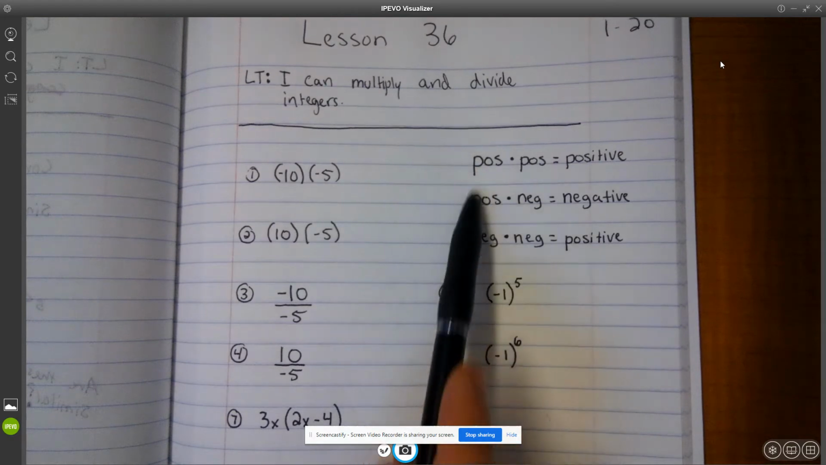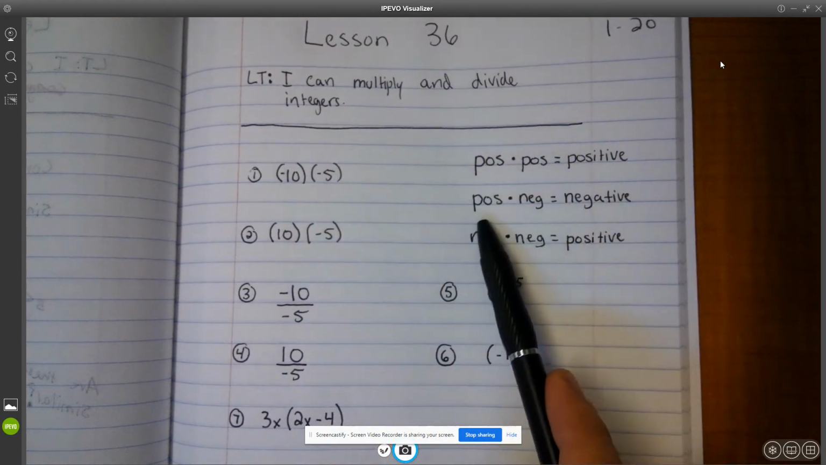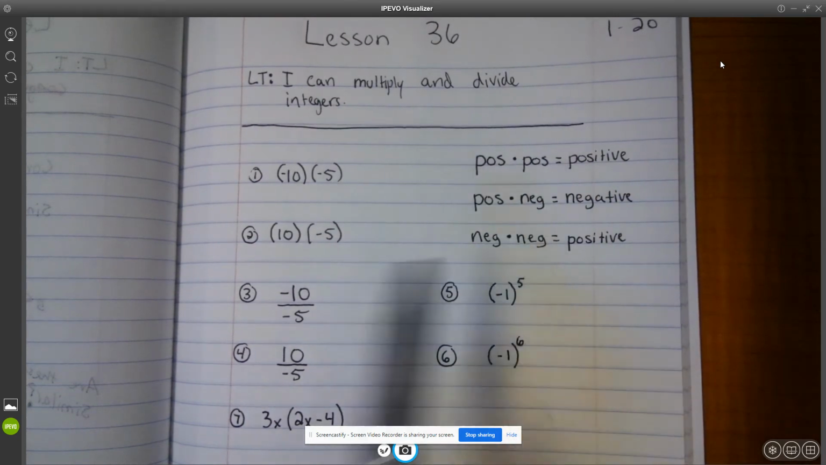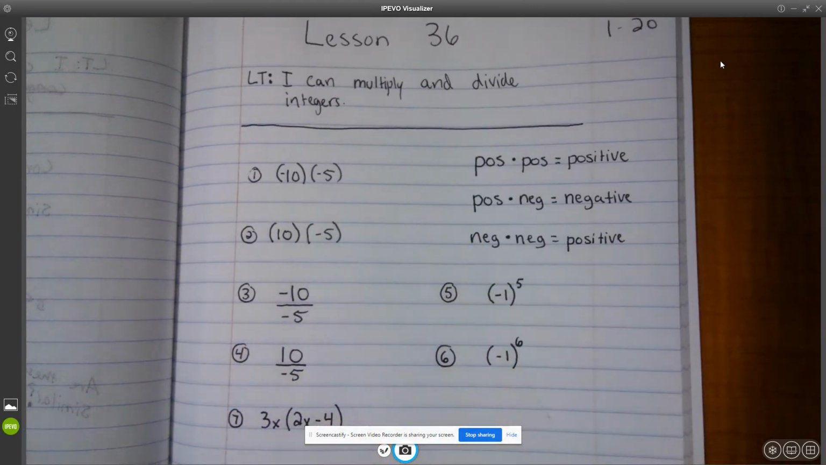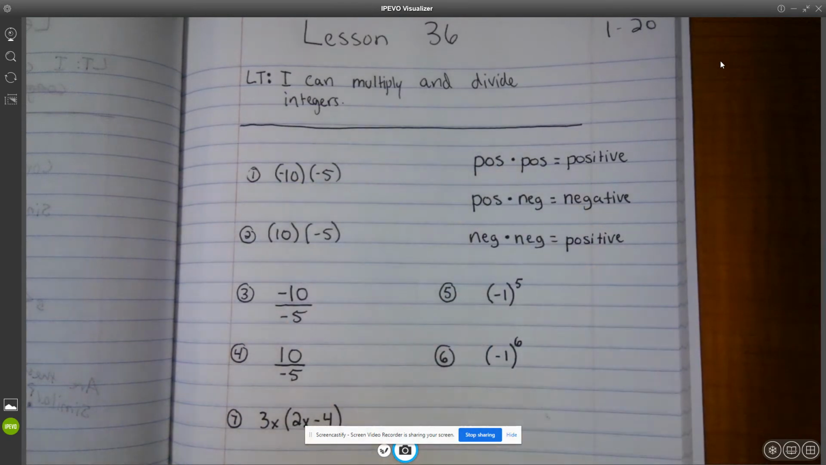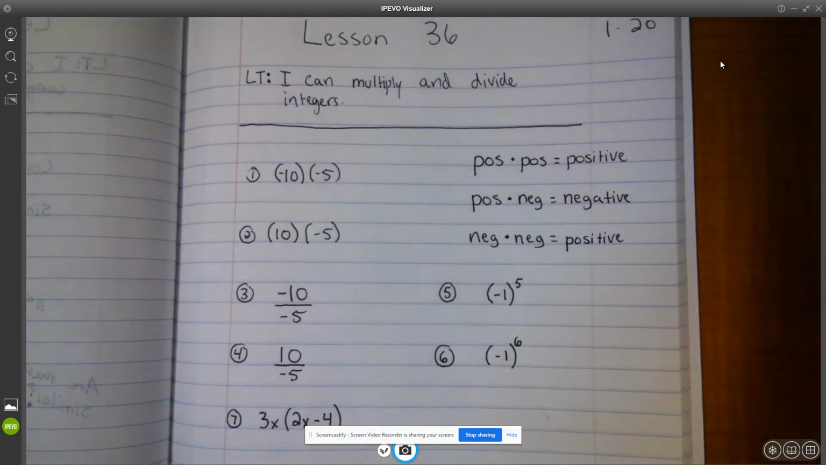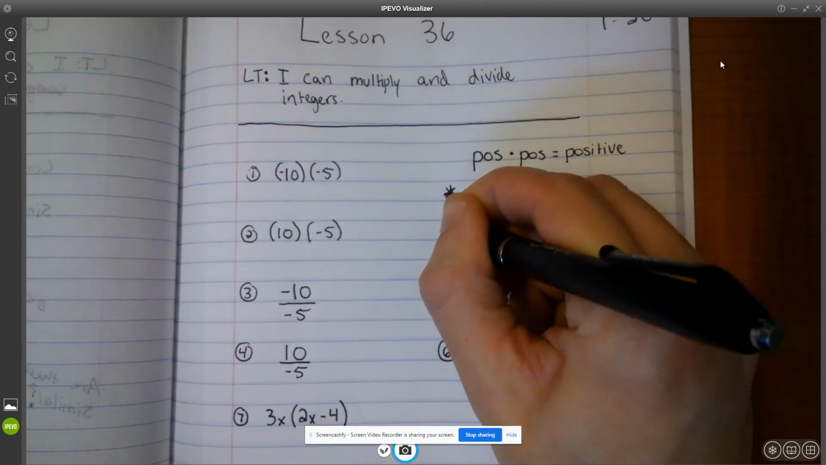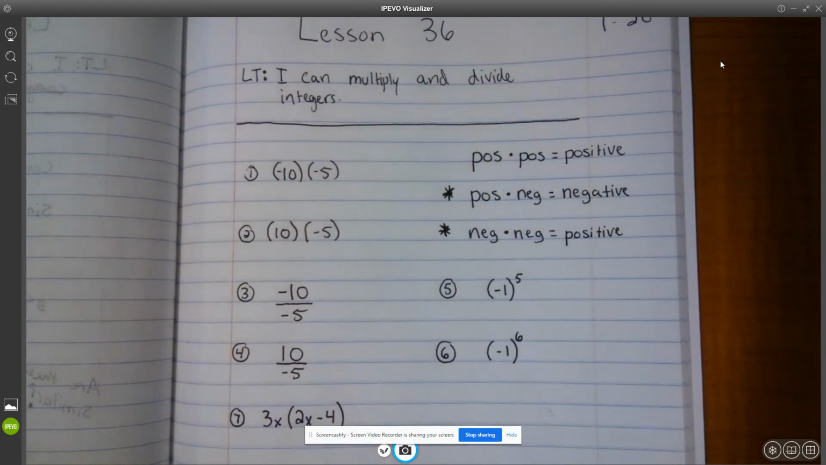So right here, make sure this gets in your notes. Positive times a positive equals a positive. Positive times a negative equals a negative. Negative times a negative, those are going to cancel each other out, and this is going to give us a positive. This is the exact same thing for division. So positive divided by a positive, like 10 divided by 5 is 2. It stays positive. The only ones you really need to worry about that are new are this one and this one. If we have two negatives, they cancel each other out. If we have one of each, it's going to be negative.